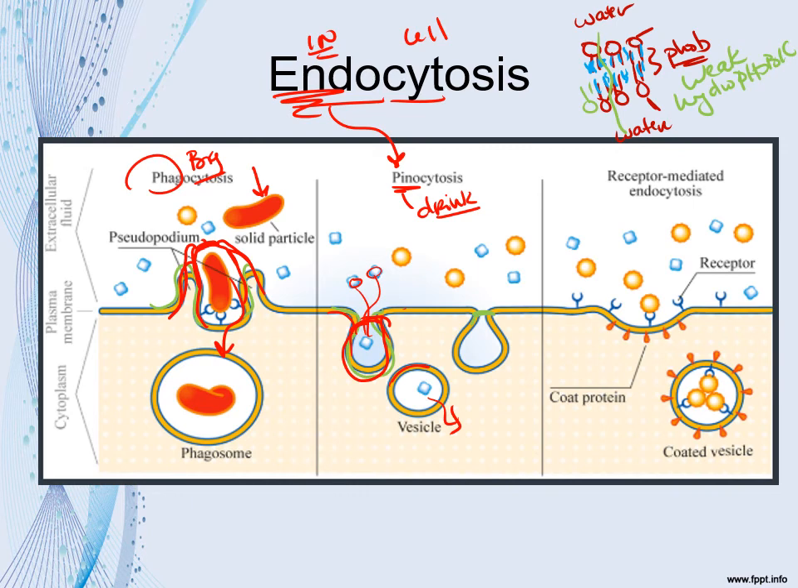Then we can also use some receptors. We can have some protein receptors that will bind to something, and then the vesicle will form around the receptor and whatever particle it is bound to. This is super important, especially for viruses to try to infect us. So viruses will often take advantage of our receptor molecules to bind to host cells and infect us.